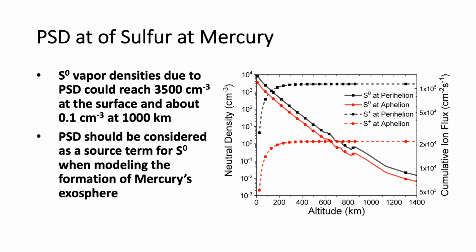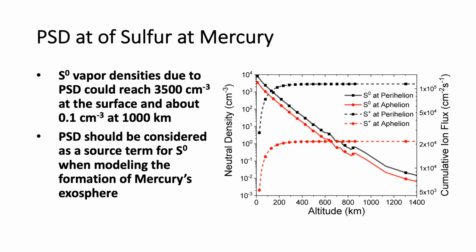Here we show the neutral density on the left-hand side, both at perihelion and aphelion, which decreases from a maximum of around 10,000 neutral molecules per square centimeter at the surface at perihelion, or 3,500 for aphelion, down to effectively very, very small amounts. In order to better compare these results with the FIPS measurements from Mercury, we also calculated, using a constant photoionization rate, the cumulative ion flux both at perihelion and aphelion.